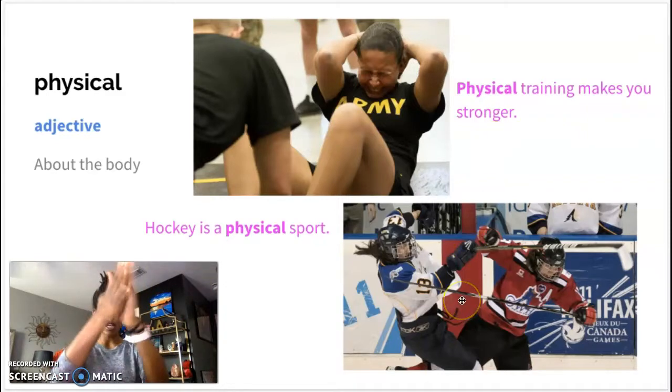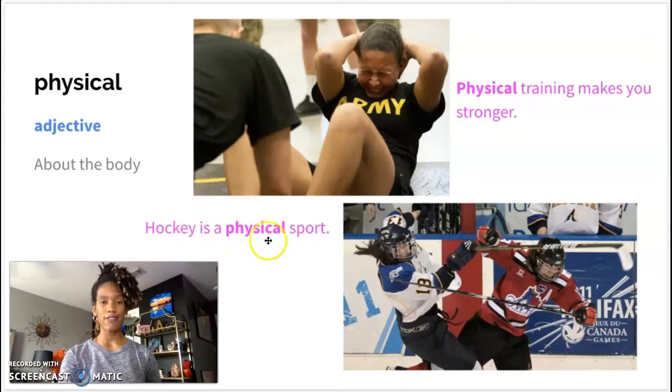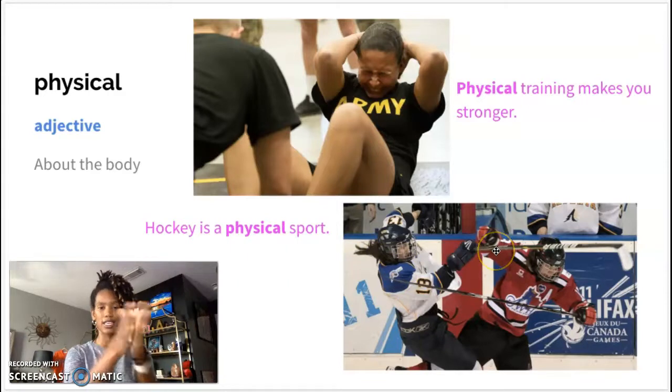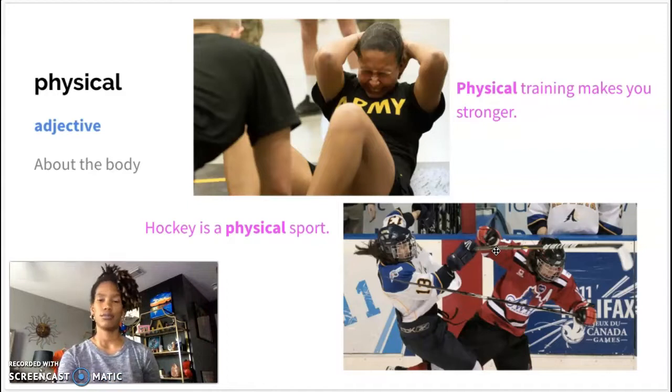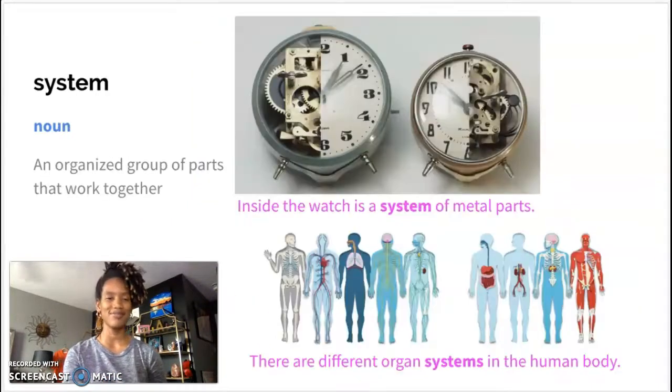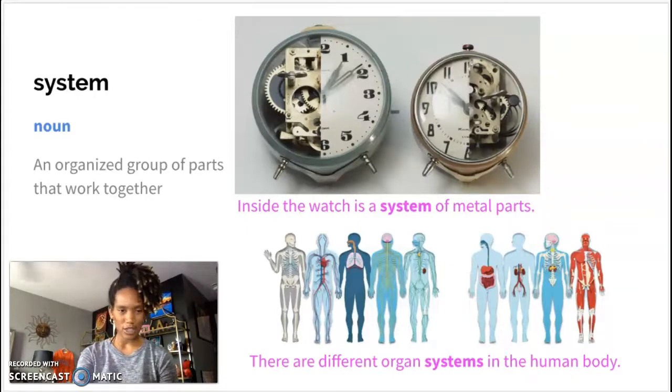And then the one that I was talking about, contact physical: hockey is a physical sport, meaning that in hockey they make a lot of contact. It's very physical, right? Football is also a physical sport. What else? Rugby. I mean, all sports are physical, but like physical, like fighting physical. Okay, next. All right, and I believe this is our last one, kiddos.